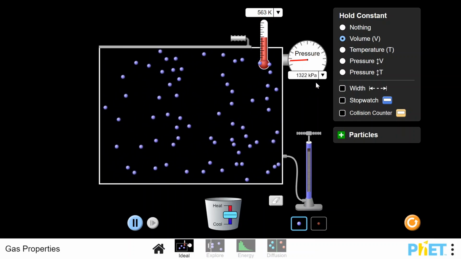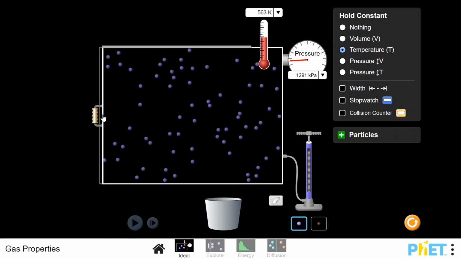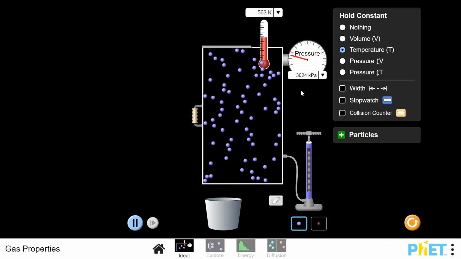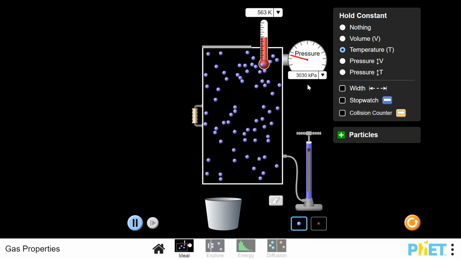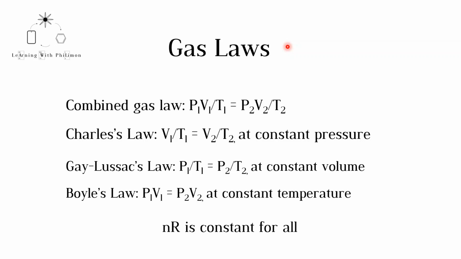Finally, we can keep the temperature constant. If we decrease the volume, the pressure increases. I recommend you play around with this animation to get a better grasp of the concepts. In this final slide, we have all the gas laws summarized.